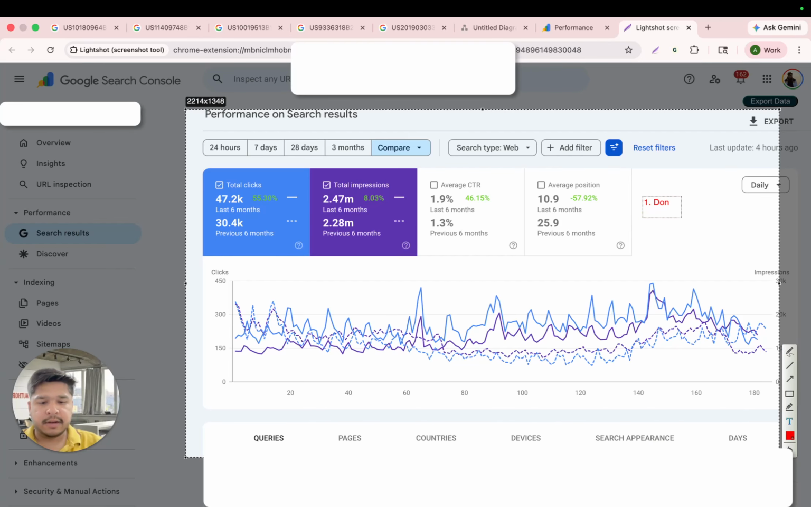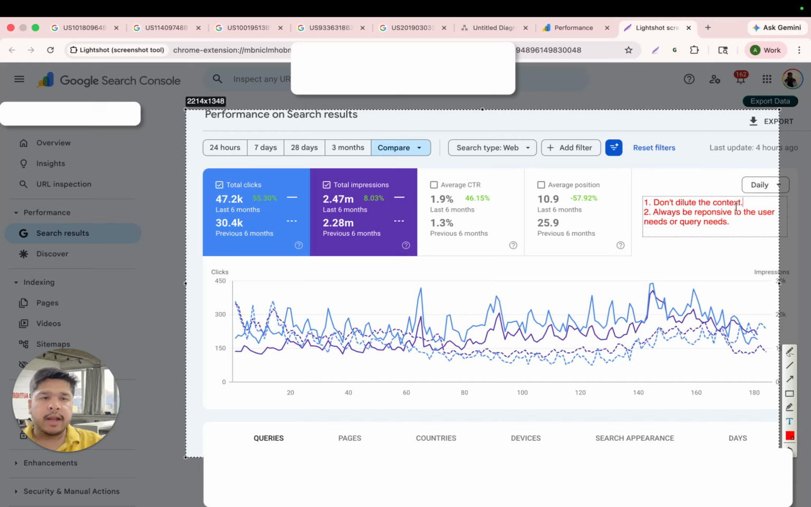First one is don't dilute the context. And second one is always be responsive to the user needs or query needs.